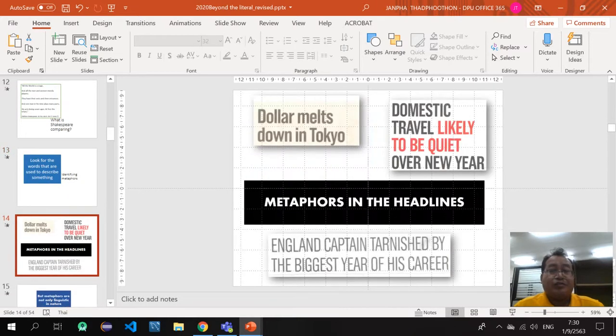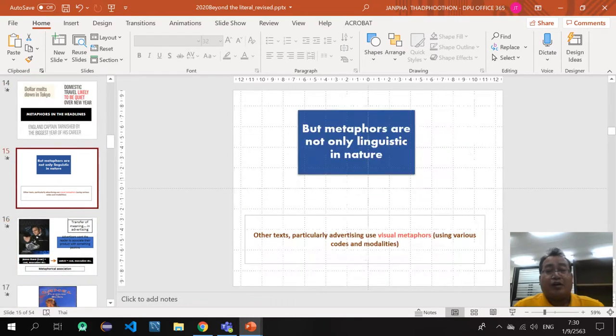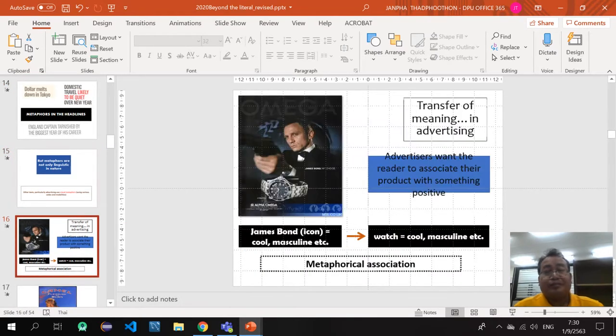Now we move on to what we call visual metaphor. I talk about this in the classroom because you can look at the pictures here.